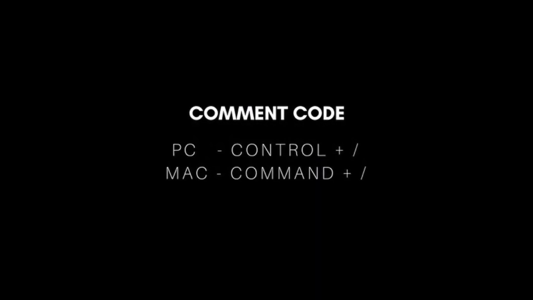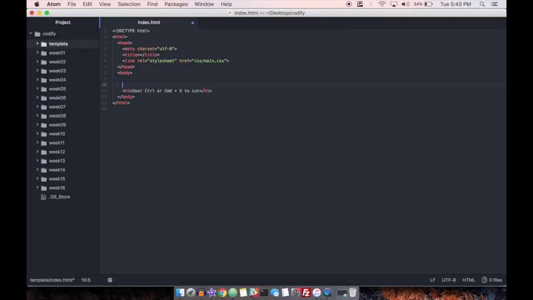Comments are going to be very useful for your future self and others to be able to read and understand your code easier. We can use Control or Command forward slash, that's the same key as the question mark, on whatever line that you want to become a comment. You can also uncomment with that same command. For a multiple line comment, you can just highlight the ones you want, and you can use the same shortcut to comment or uncomment the code.